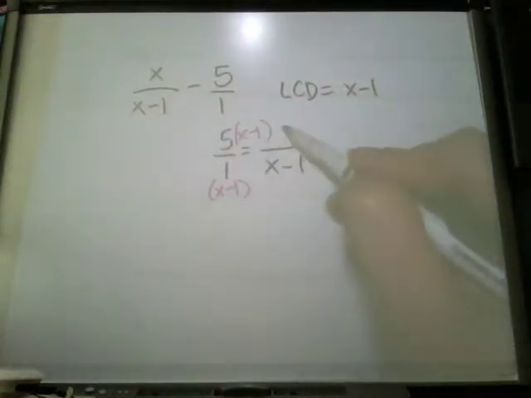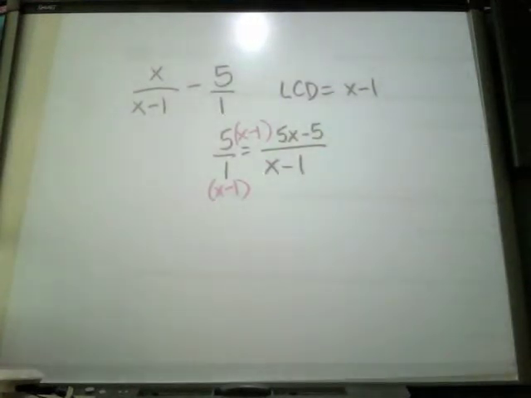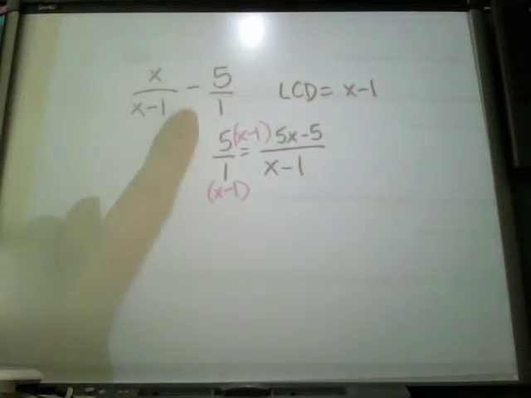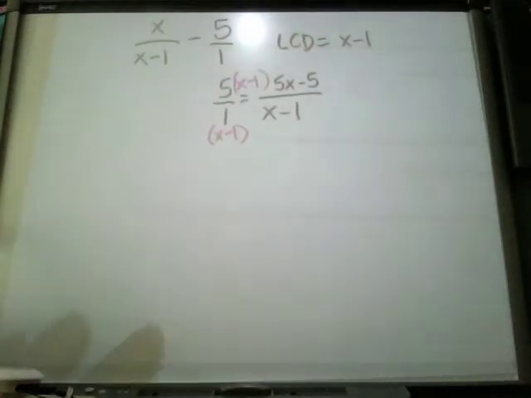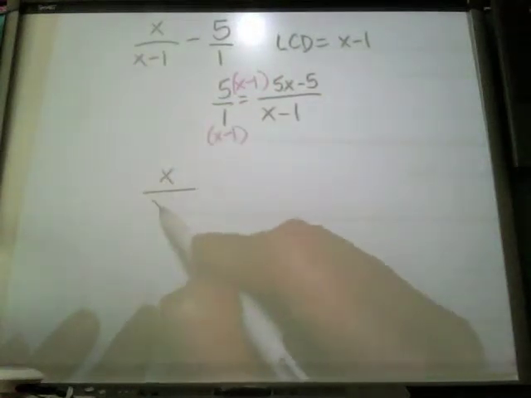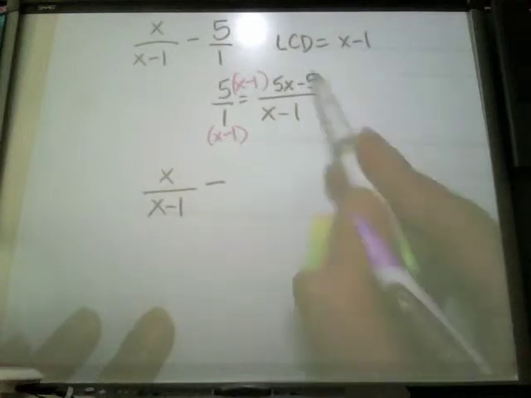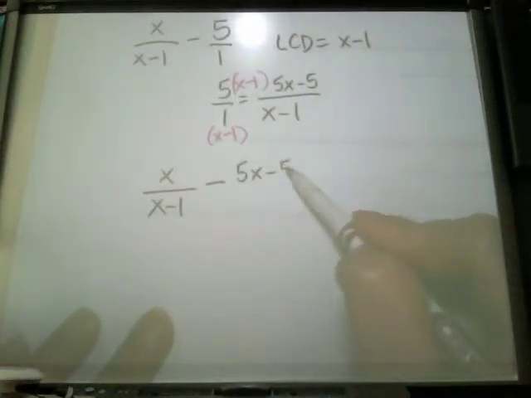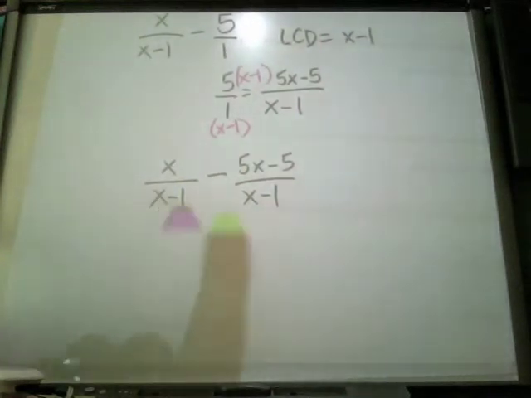5 times x minus 1 makes 5x minus 5. Now because this one came second in this problem, and it's subtraction, I'm going to spend a minute to just rewrite everything so that I can not miss a sign. I've got x over x minus 1, that came first, minus, now here's my new fraction, 5x minus 5 over x minus 1. For something like this, it's going to be worth it to just take a few seconds to write it down so that it's neat, so you don't miss any signs.